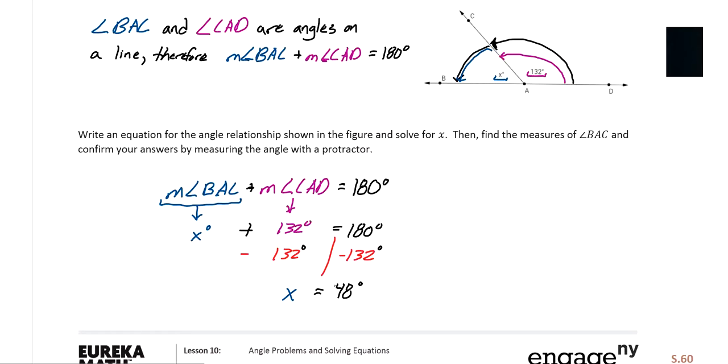Just going to make sure I have my degree markers in there. So, the angle measure of angle BAC equals 48 degrees.